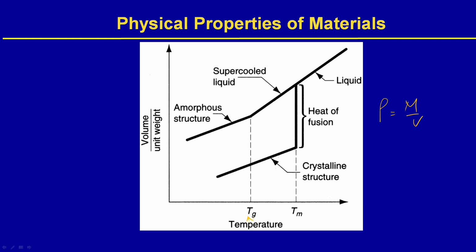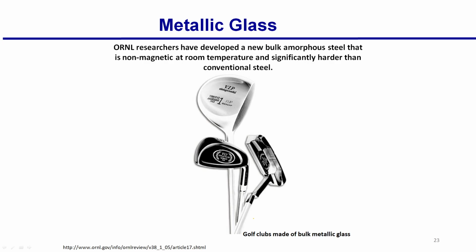So, now glass is a very important material, right? I talked about metallic glass. These are taken from Oak Ridge National Lab in the US. These scientists have discovered a new bulk metallic glass, a bulk amorphous steel that is non-magnetic at room temperature and significantly harder than conventional steel. This is available in this article, you can see here, this is what is mentioned, you can go through. These golf clubs are made using bulk metallic glass. I talked about it, right.